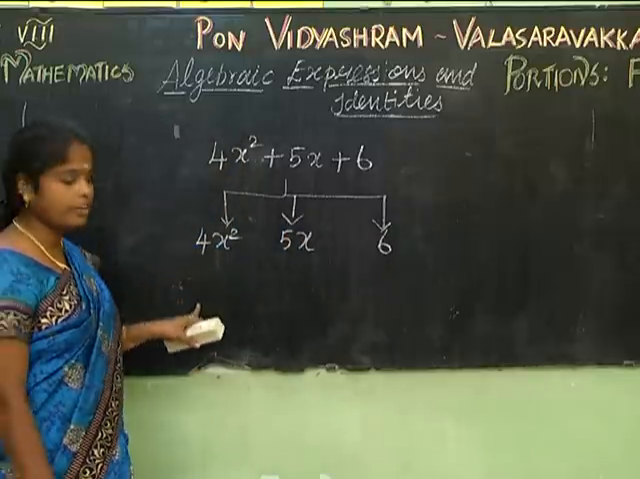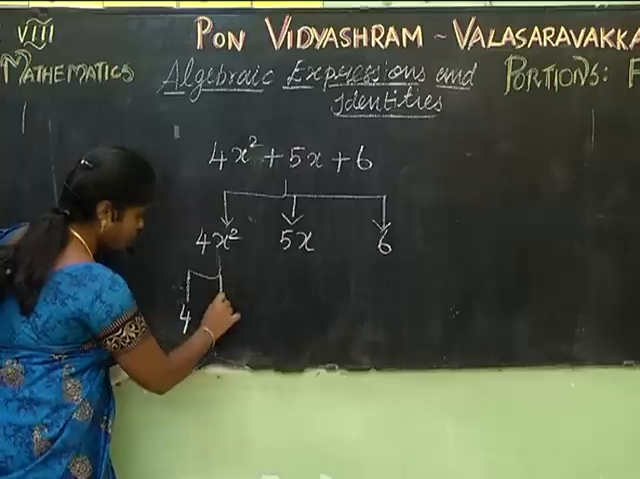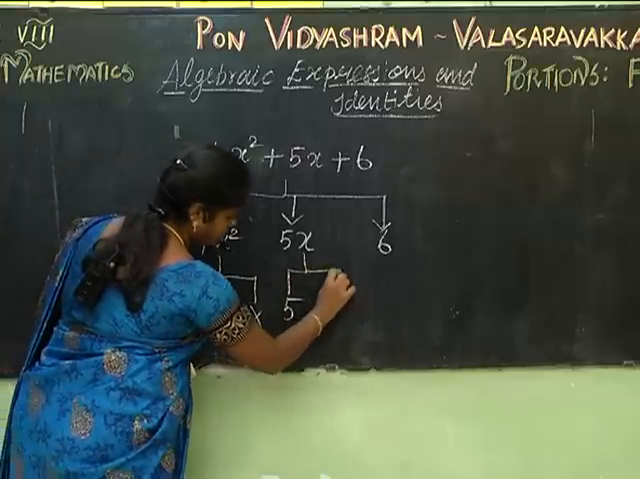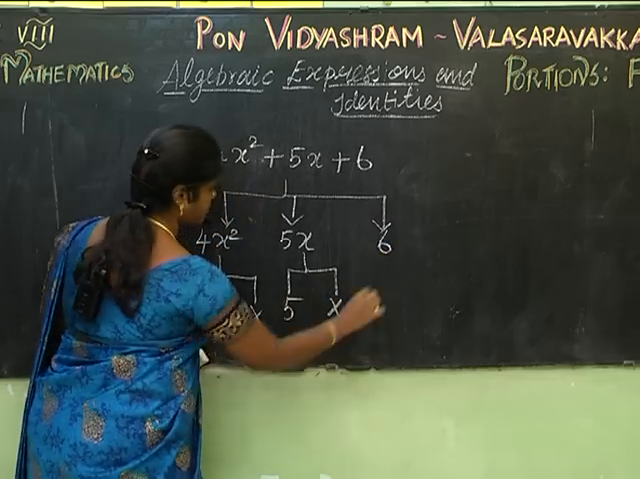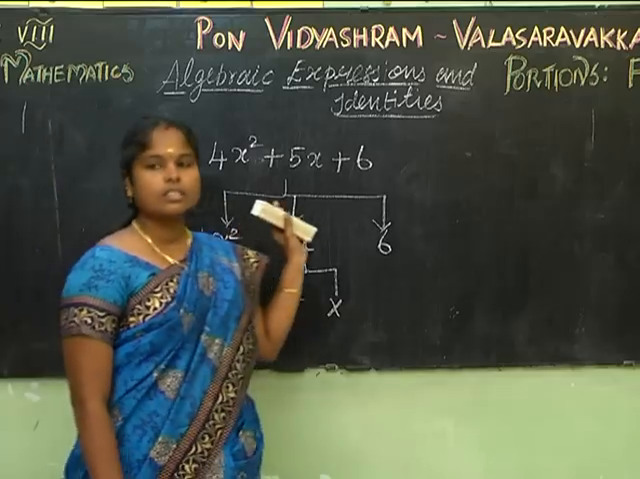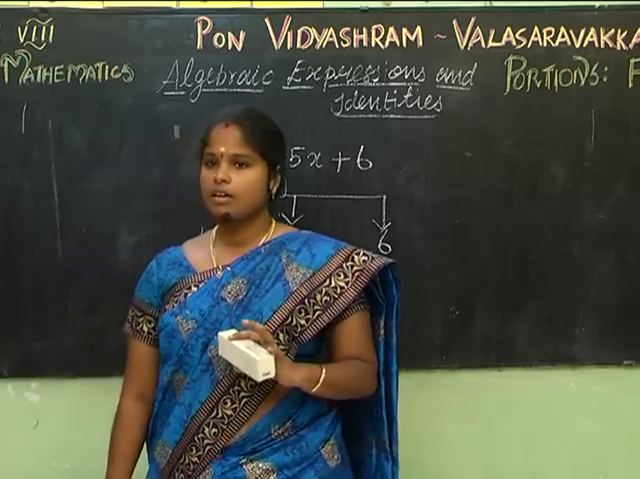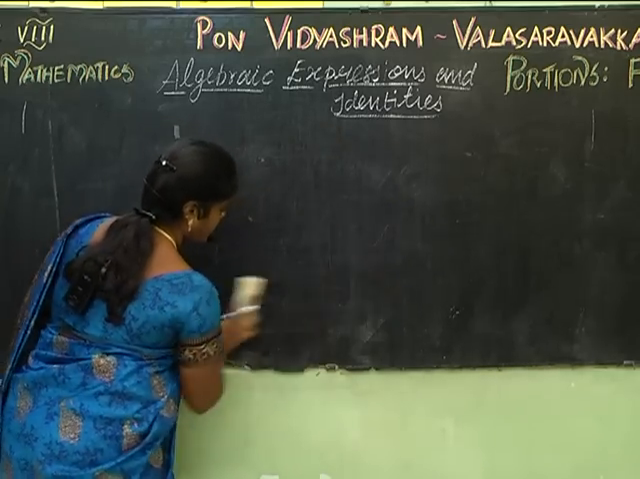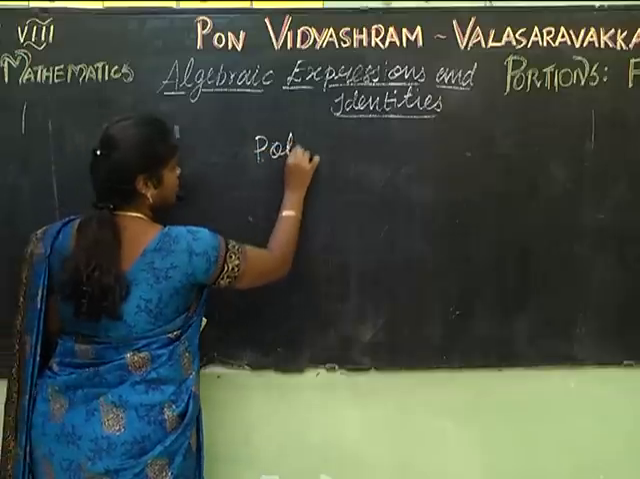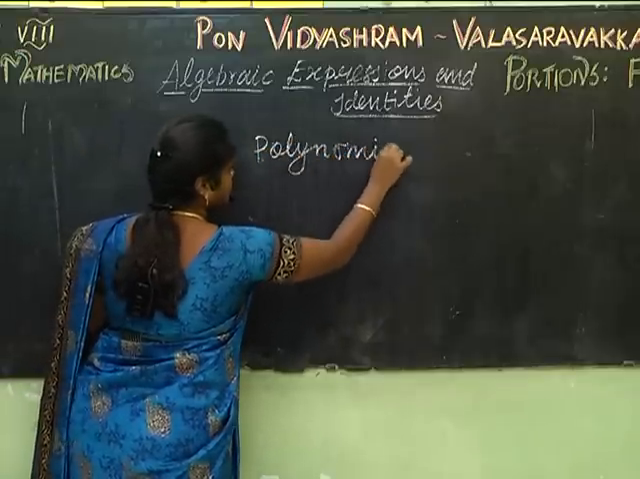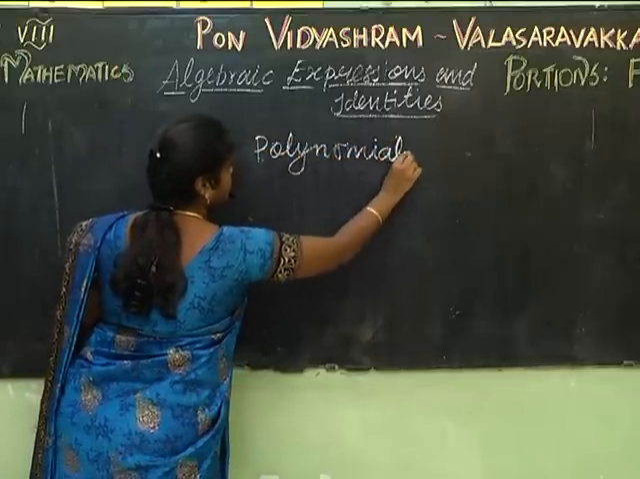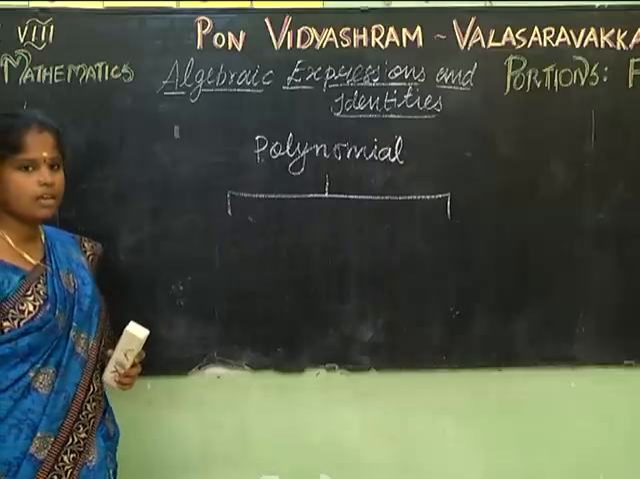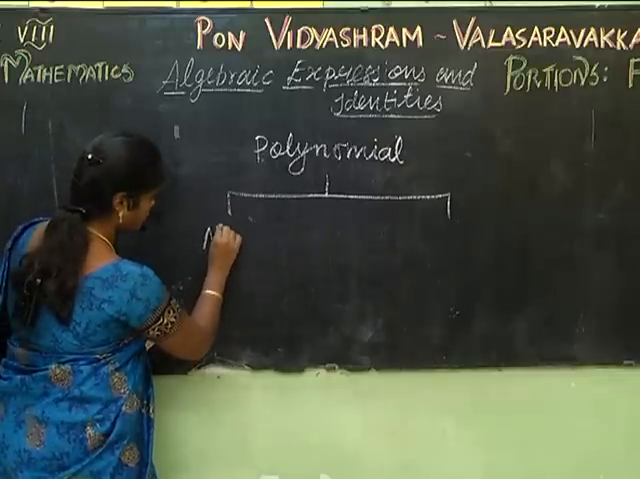Then the terms are divided into factors. So 4x, 5 into x, then 6. So this is nothing but a polynomial. A polynomial is further divided into 2 categories, based on the number of terms and the degree of the polynomial.